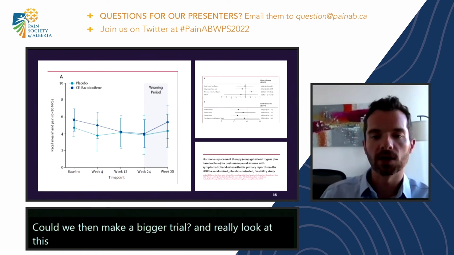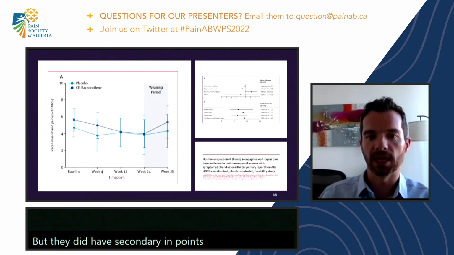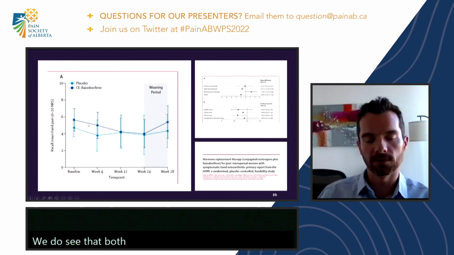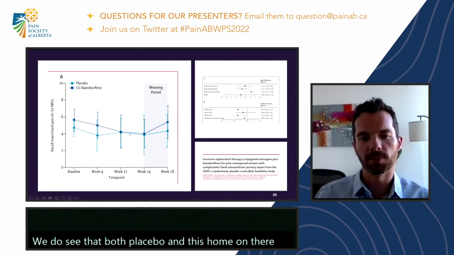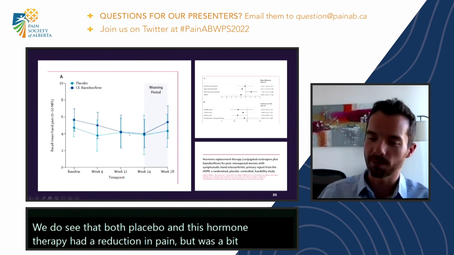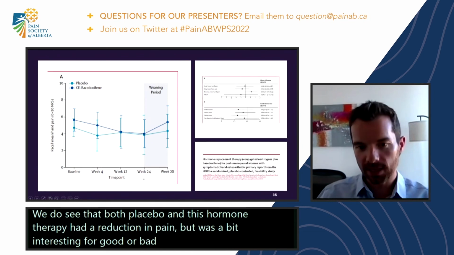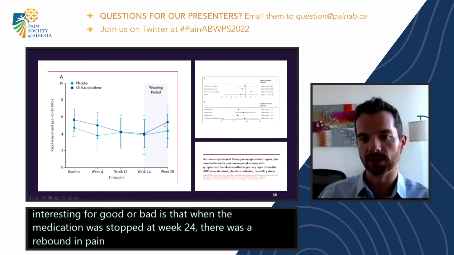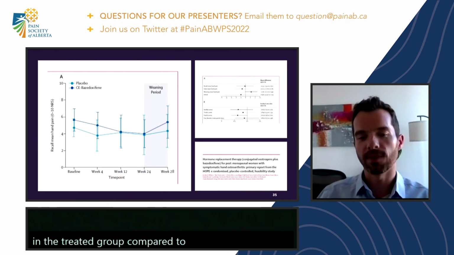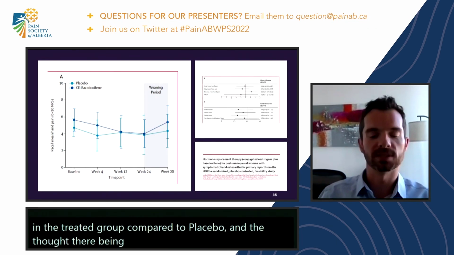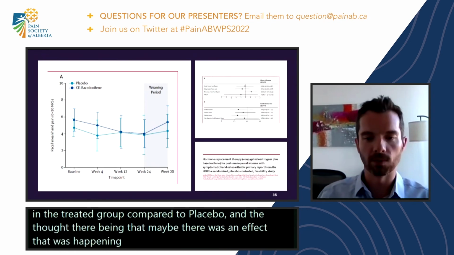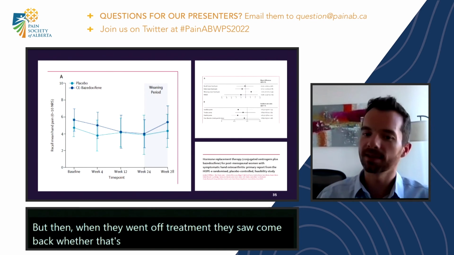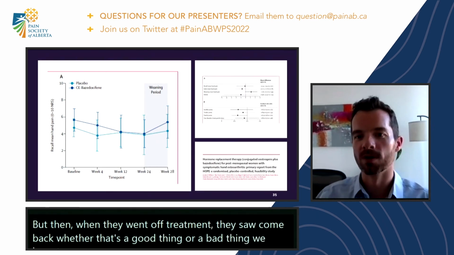But they did have secondary endpoints looking at changes in pain. And so on the left, we do see that both placebo and this hormone therapy had a reduction in pain. But what's a bit interesting, for good or bad, is that when the medication was stopped at week 24, there was a rebound in pain in the treated group compared to placebo. And the thought there being that maybe there was an effect that was happening, that then when they went off treatment, they saw come back. Whether that's a good thing or a bad thing, we have to, I think, debate some more.